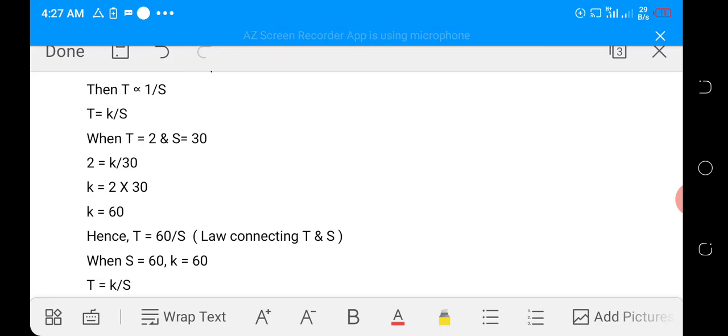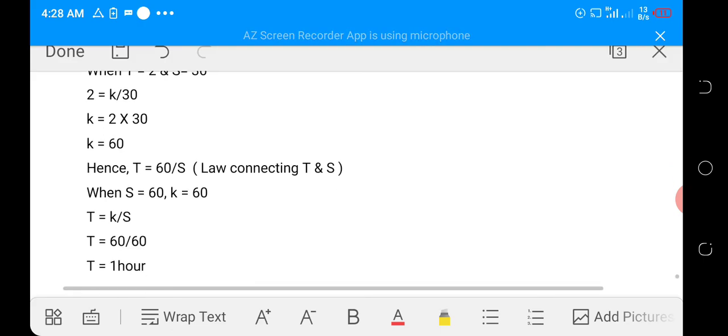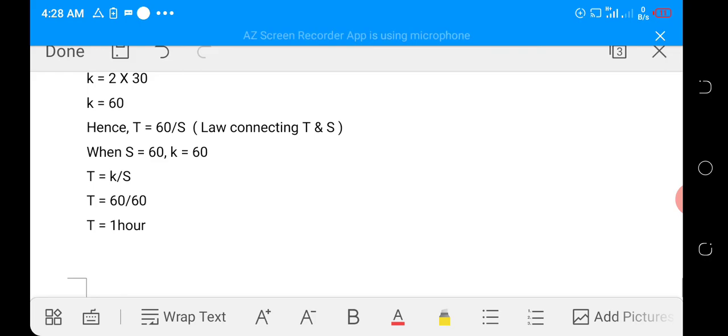Now, let's go and answer the question that asks us to find the time it will take when the speed is 60 miles per hour. So it means when S is 60, what will be the value of T? Remember, k is 60. Then substituting for S and k in the equation, T is equal to k over S. So T is equal to 60 over 60 to give us 1. And remember, the time is measured in hours, so T is going to be 1 hour. This shows that it will take 1 hour when traveling at a speed of 60 miles per hour to reach the church.